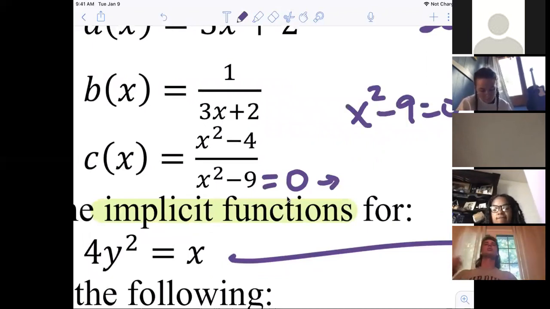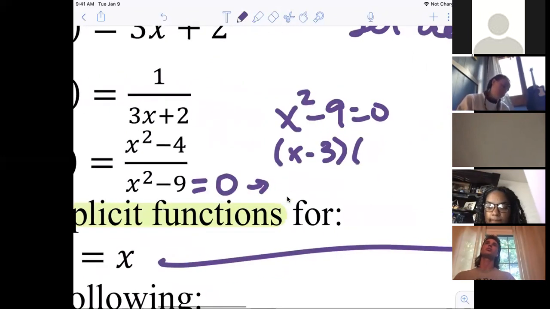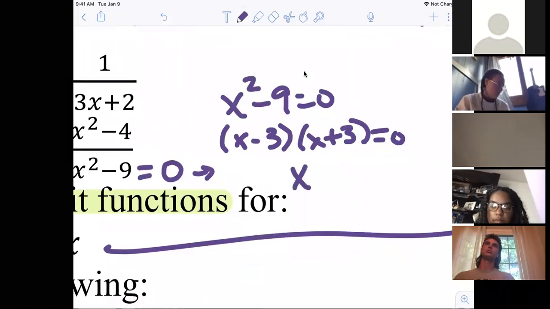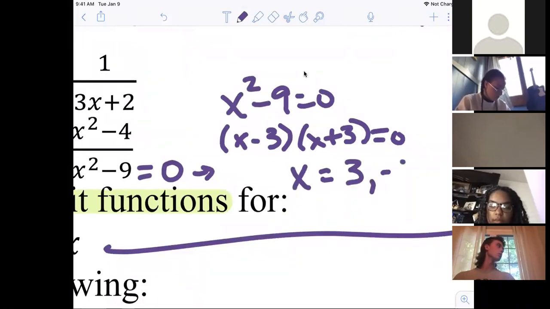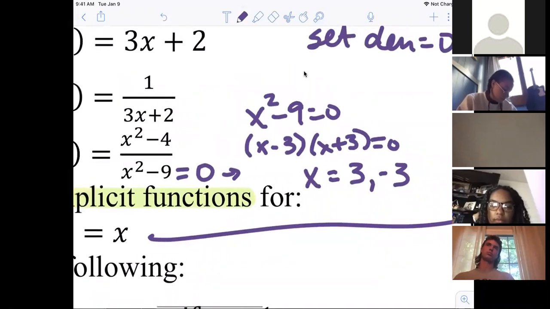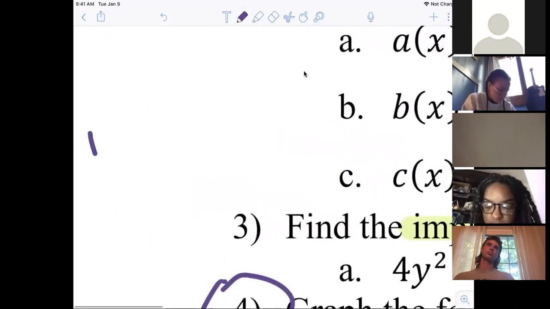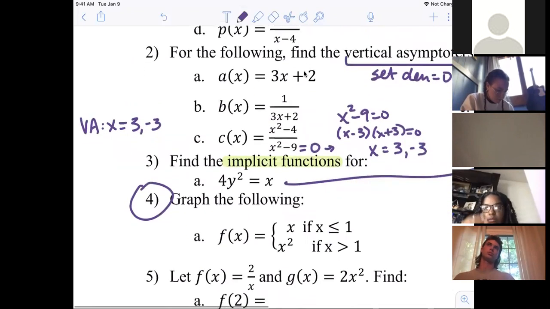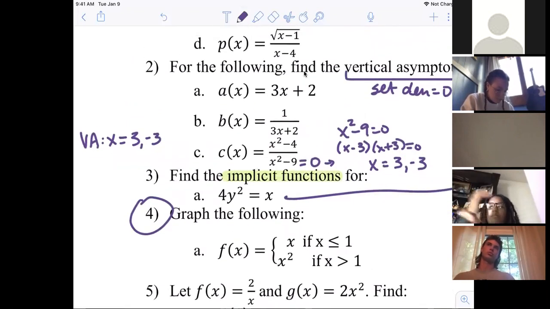You can either add 9 to both sides and then do your square root, or you can factor this. It's a difference of squares. x minus 3, x plus 3, and so x equals two different numbers. It equals positive 3 and it equals negative 3. And those are my VA. So I'm going to write that over here. VA is x equals positive 3 and negative 3. Any questions on VA, vertical asymptotes?